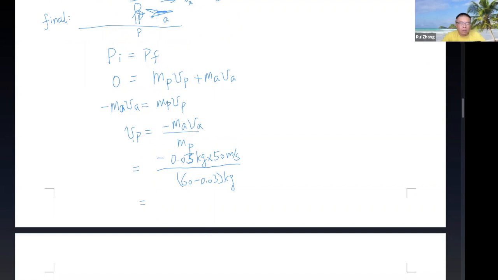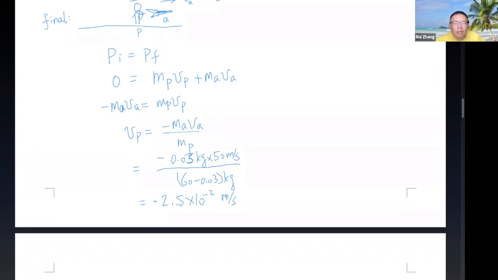So just take 0.03 times 50, and then divided by 59.97. So we got 2.5 times 10 to the negative second meter per second, with a minus sign here.